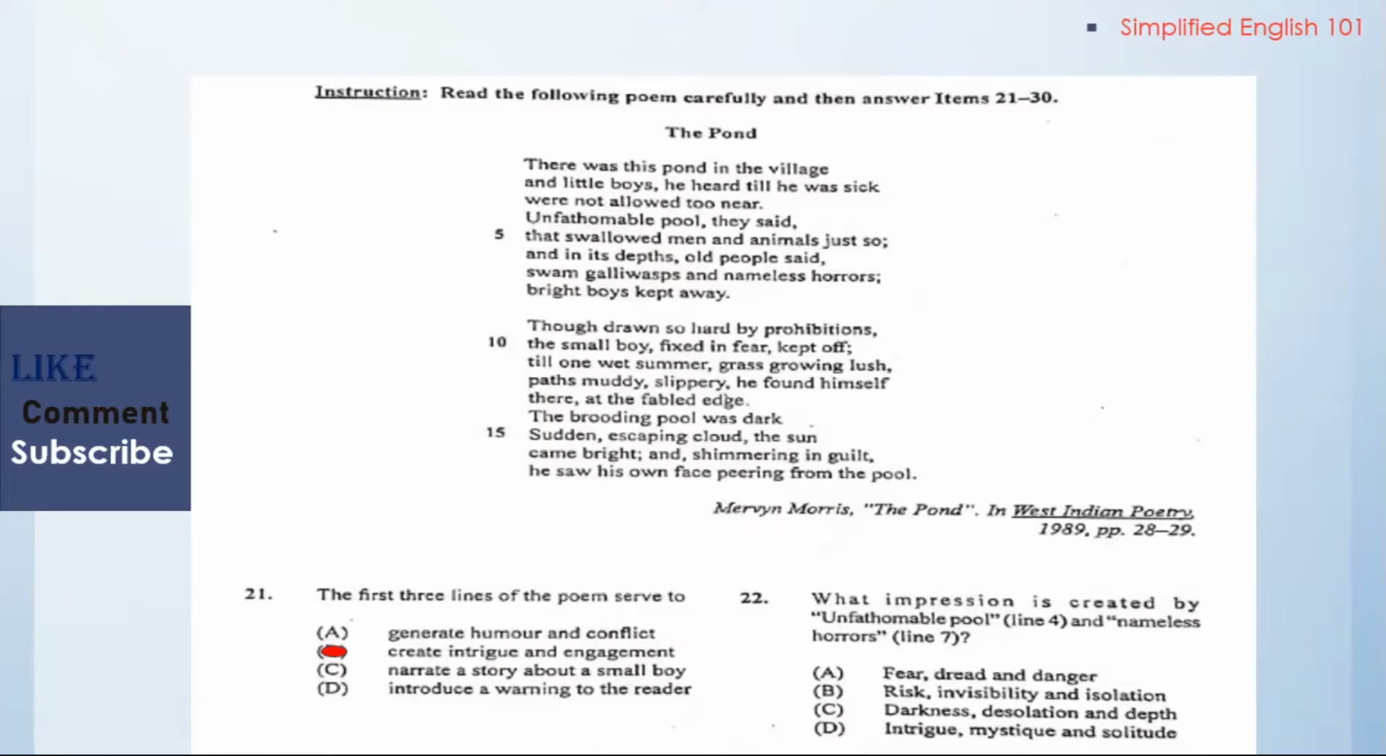It would not be B because the options given are risk, invisibility, and isolation. When we think about the word risk, we think about chance. Invisibility, we think about unable to see. And isolation, we think about set apart. None of these are created from the expression unfathomable pool or nameless horrors. It would not be D, nor would it be C. The answer we're left with, therefore, is A, fear, dread, and danger.